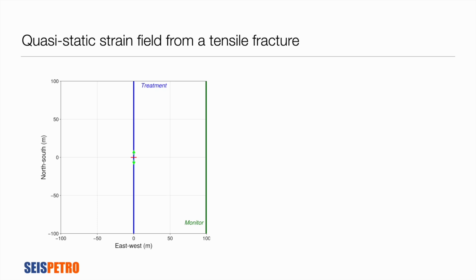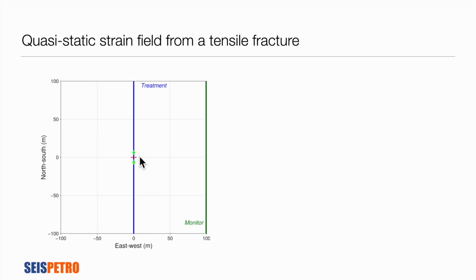In the map view figure here on the left, the horizontal axis is the east-west coordinate, the vertical axis, or Y, is the vertical axis. In the middle, we have the treatment well in blue. The monitor well is shown on the right in green. That's where the fiber optic cable would be located. Here, I'm showing a small red line that indicates the position of a newly opened fracture as it propagates east and west away from the treatment well.